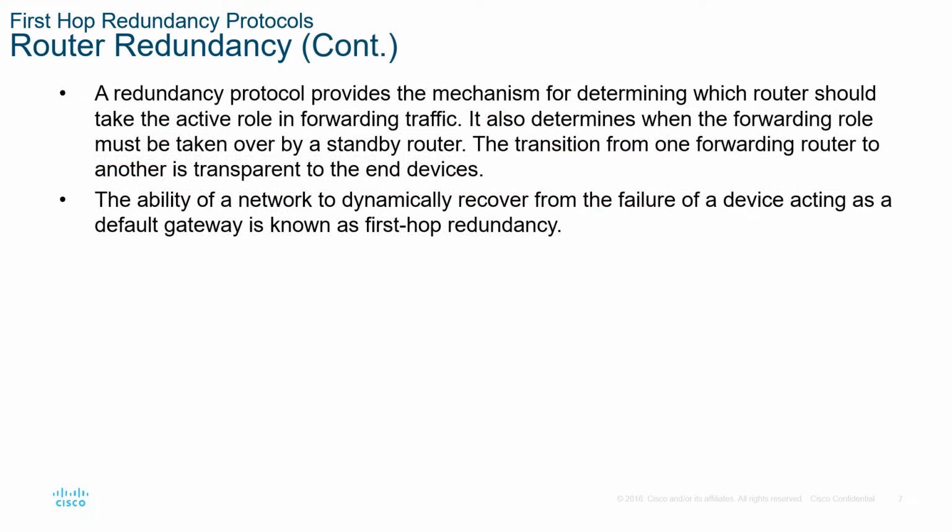The redundancy protocol provides the mechanism for determining which router should take the active role in forwarding traffic. It also determines when the forwarding role must be taken over by a standby router. The transition from one forwarding router to another is transparent to the end devices. The ability of the network to dynamically recover from the failure of a device acting as a default gateway is known as first hop redundancy.